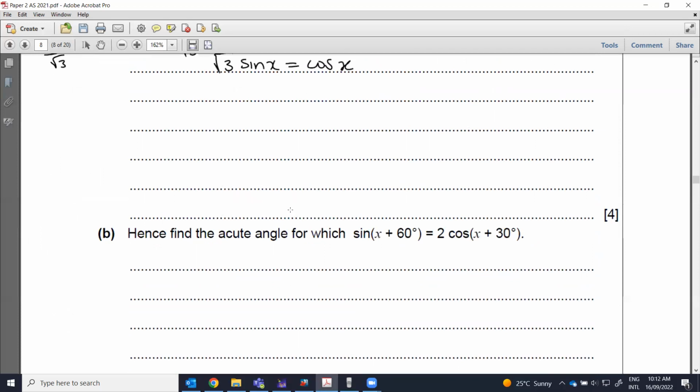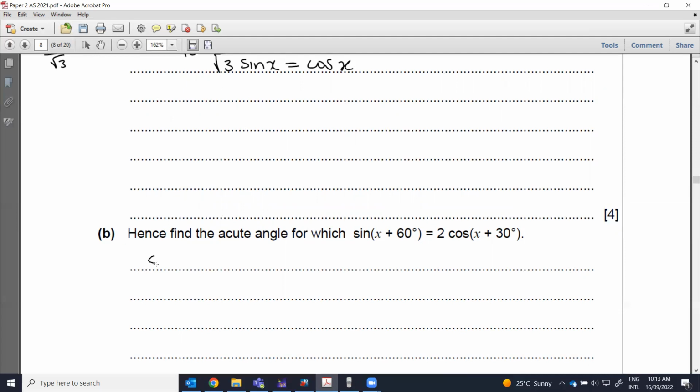Okay, then B, hence find the acute angle for which sine x plus 60 is equal to 2 cos x plus 30. So you notice this is pretty much the same as the previous one. And when it says hence, again, that's a clue to you that you have to use what you got in the previous question to solve this one.